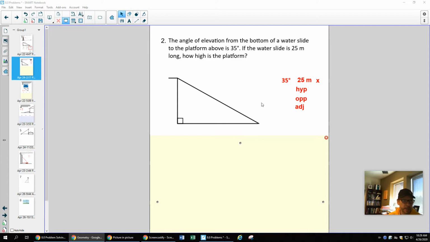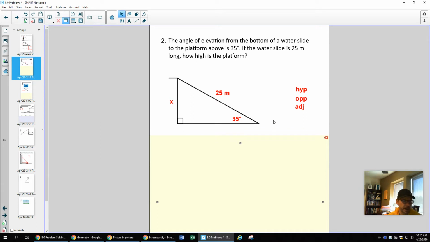So I didn't give you a diagram in this one, so I knew I was going to draw a right angle triangle. I have an angle of elevation of 35 degrees, so I want to make sure my angle of elevation is 35 degrees. The water slide is 25 meters long. So here's the platform of the water slide. I'm sliding down 25 meters. So my platform down to the bottom of the water, or where I'm splashing, is 25 meters. I want to know how high is the platform. How high is the platform? So that's where my X is going to be.